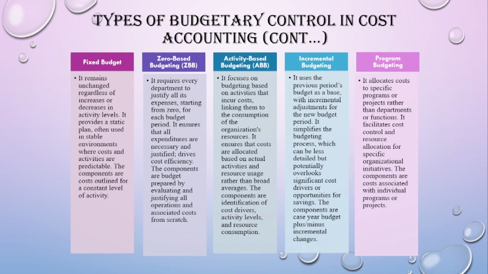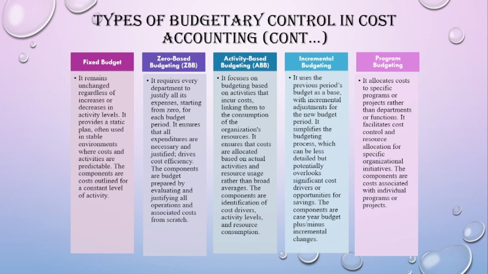Activity-based budgeting focuses on budgeting based on activities that incur cost, linking them to consumption of the organization's resources. It ensures that costs are allocated based on actual activity usage rather than broad averages. The components are identification of cost drivers, activity levels, and resource consumption.